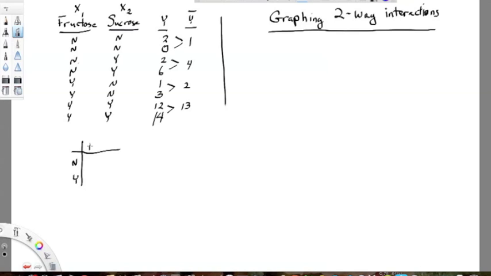a little matrix here: no, yes, fructose and sucrose, and what we have is an n of 2 in each of the cells of this design, so n equals 2 in each of these cells. Okay, so we have 8 observations, 8 rows of data here. Here are my actual observations, and what I'm showing here is the mean of each of those cells.